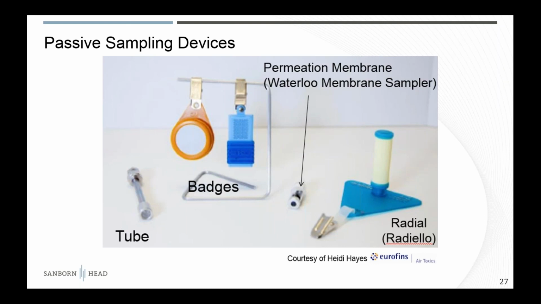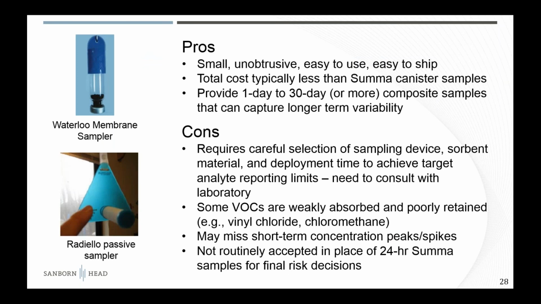Here are some examples of what they look like. Their advantages are they're small, easy to use, easy to ship, typically cost less than SUMMA canisters, and they can provide up to 30 days or more of a composite sample that can answer that question of what your long-term average is. On the downside, you have to be careful about selecting the type of sampler you're going to use, along with what compounds you're analyzing for. You can't get one sampler to do the whole TO-15 list. You have to match your sampler with the compounds you're interested in, as well as the detection limits you're interested in. So this takes a little bit of work consulting with the laboratory to pick the correct sampler.